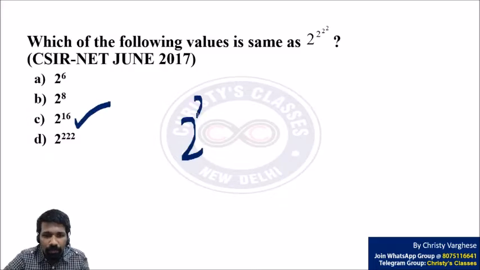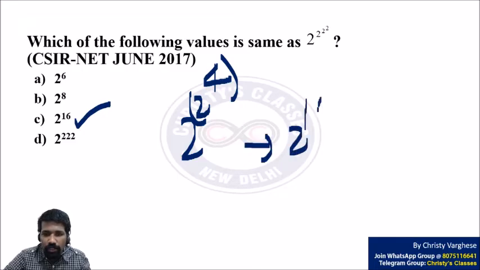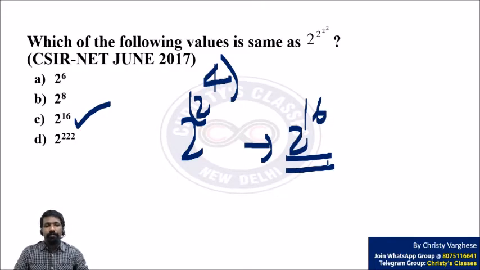Again repeating, if anyone has doubt, 2 raised to 2 raised to 2 raised to 2. First you are finding that 2 raised to 2 is 4. Now you have to decide the order. 2 raised to 4 you do first. 2 raised to 4 is 16. That is why 2 raised to 16 is the answer.